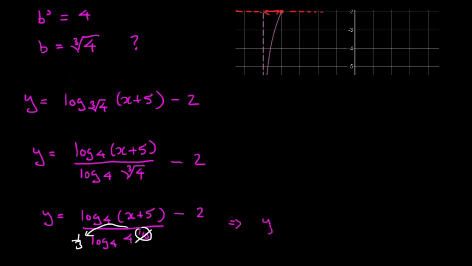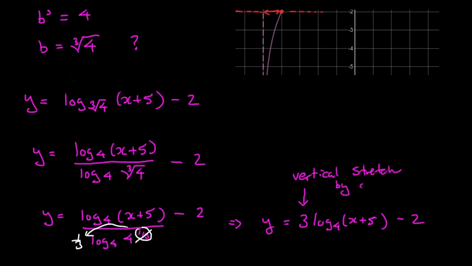So which would mean my equation is going to be, instead of saying it's log base 4 of x plus 5 divided by a third, well, that's the same thing as multiplying that by 3. And then again, don't forget about the minus 2. So lo and behold, notice we have a vertical stretch that's present here by a factor of 3. So I guess that begs the question, how can we recognize that without doing our change of base approach here?